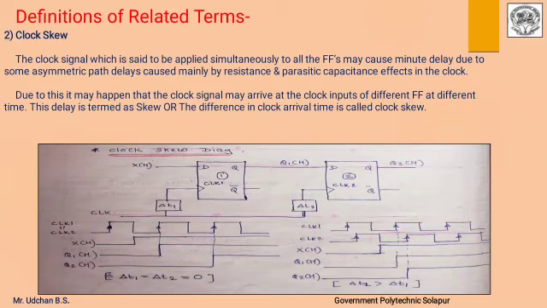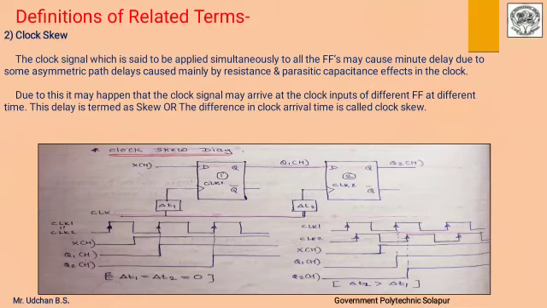Now we will see what a clock skew is. The clock signal, which is said to be applied simultaneously to all the flip-flops, may cause a minute delay due to some asymmetric path delays caused mainly by resistance and capacitance effects in the clock. Due to this, it may happen that the clock signal arrives at the clock input of different flip-flops at different times.